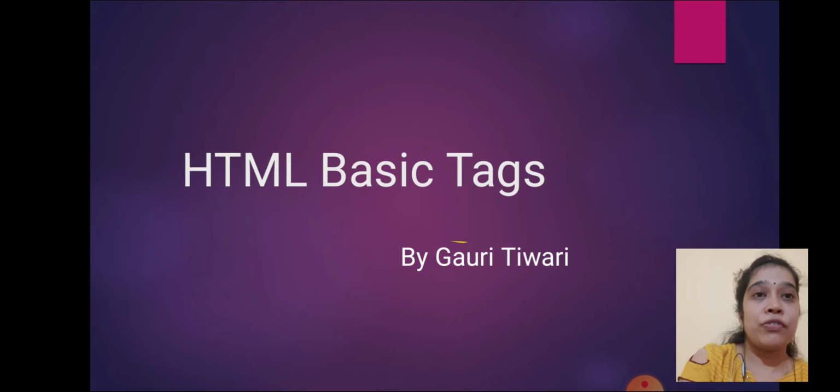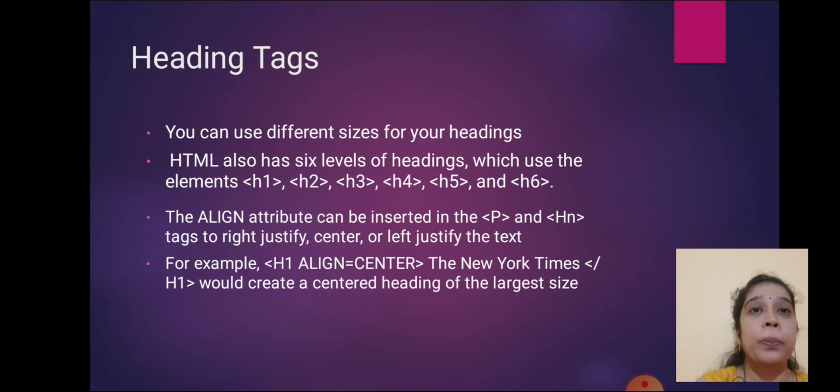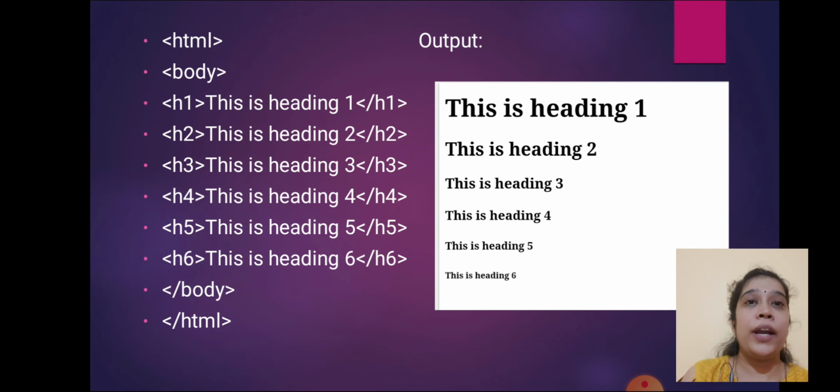So let's start with the first tag, which is the heading tag. We can use different sizes of our heading on the web page. HTML has 6 levels of heading. For this we use elements h1, h2, h3, h4, h5 and h6. Here, h stands for heading, in which h1 is the highest or largest size in the heading, whereas h6 is the smallest. Heading tag is a pair tag, that's why you have to open it as well as close it compulsorily. Okay, we'll see one example of heading tag.